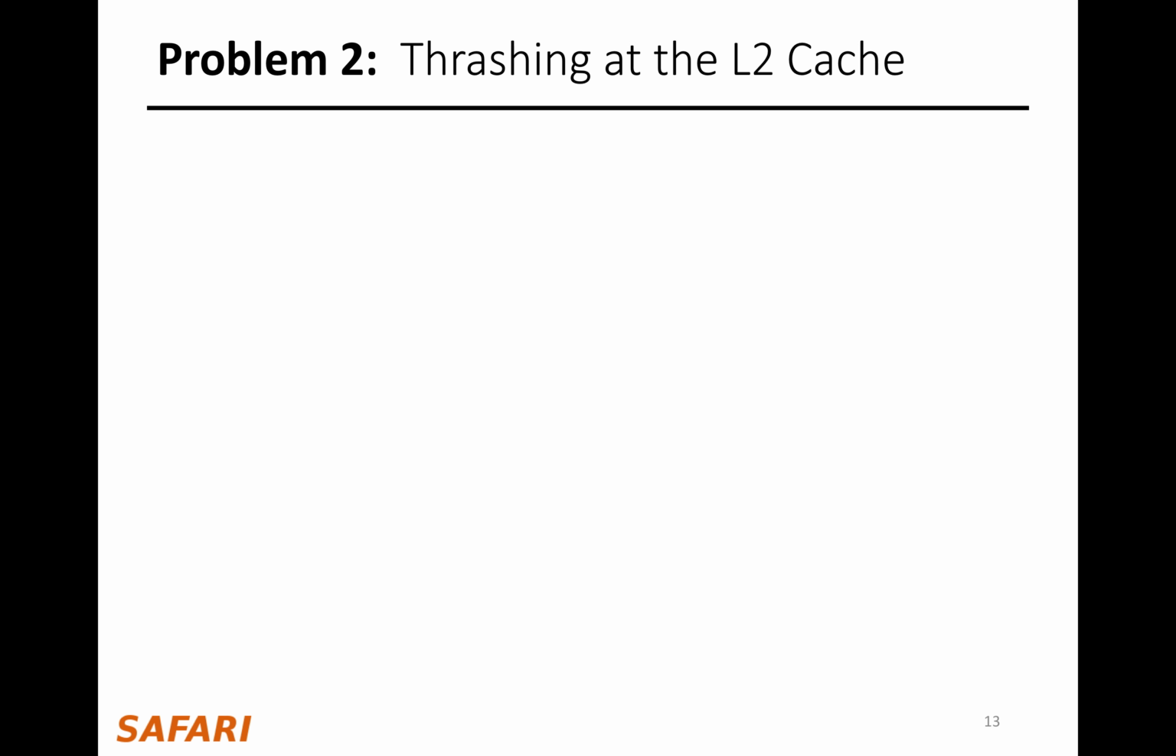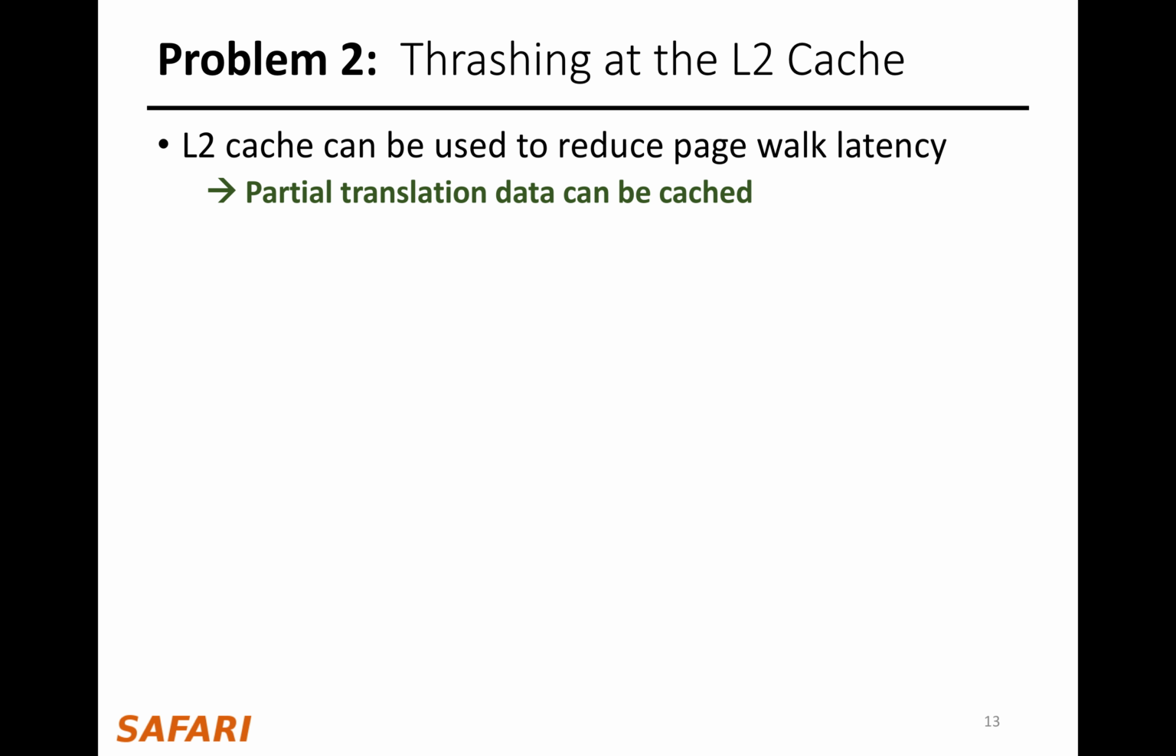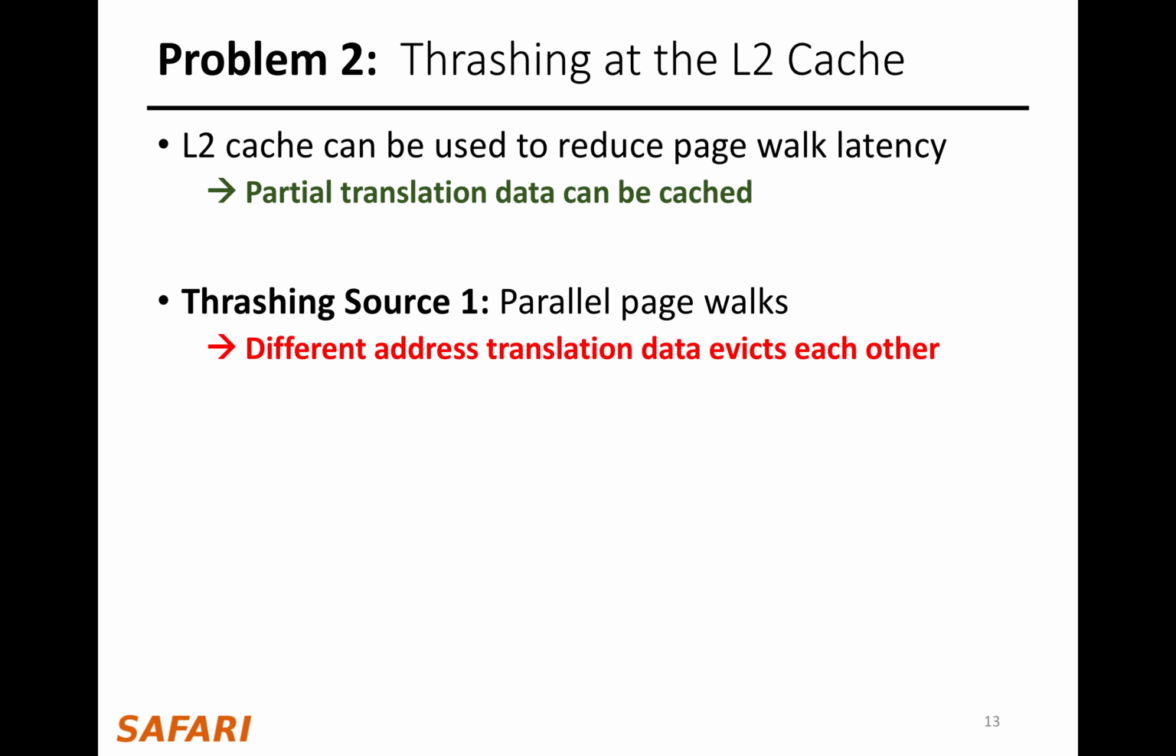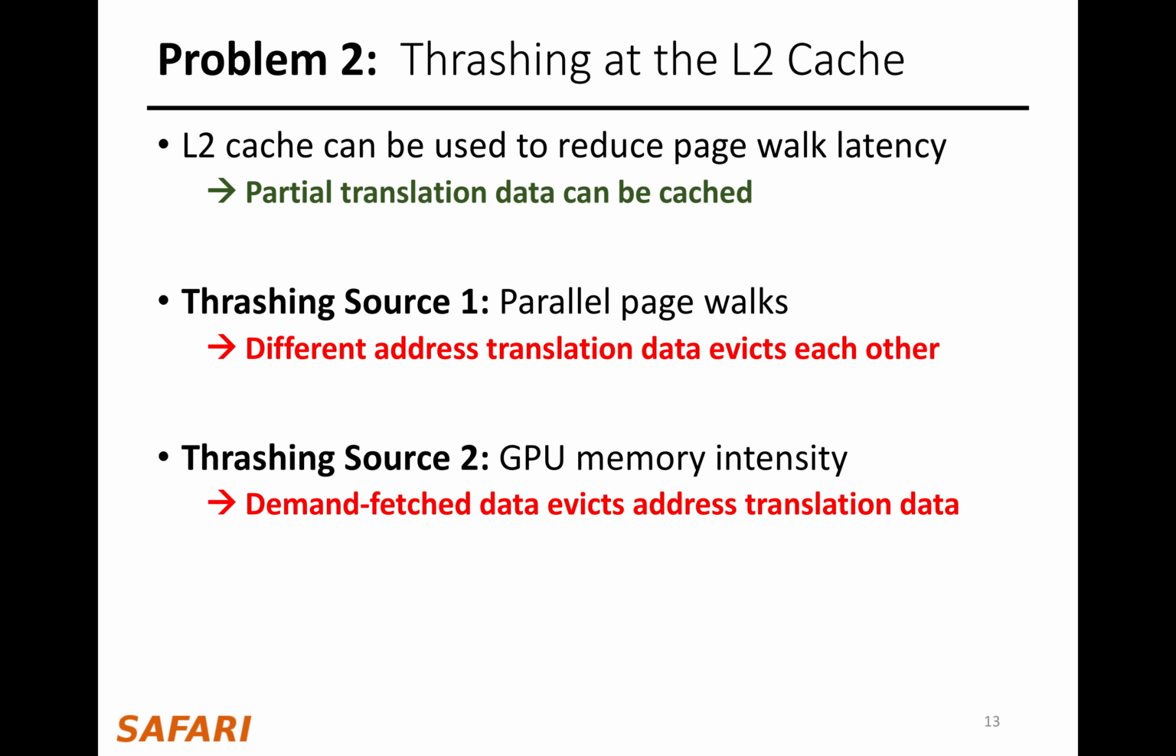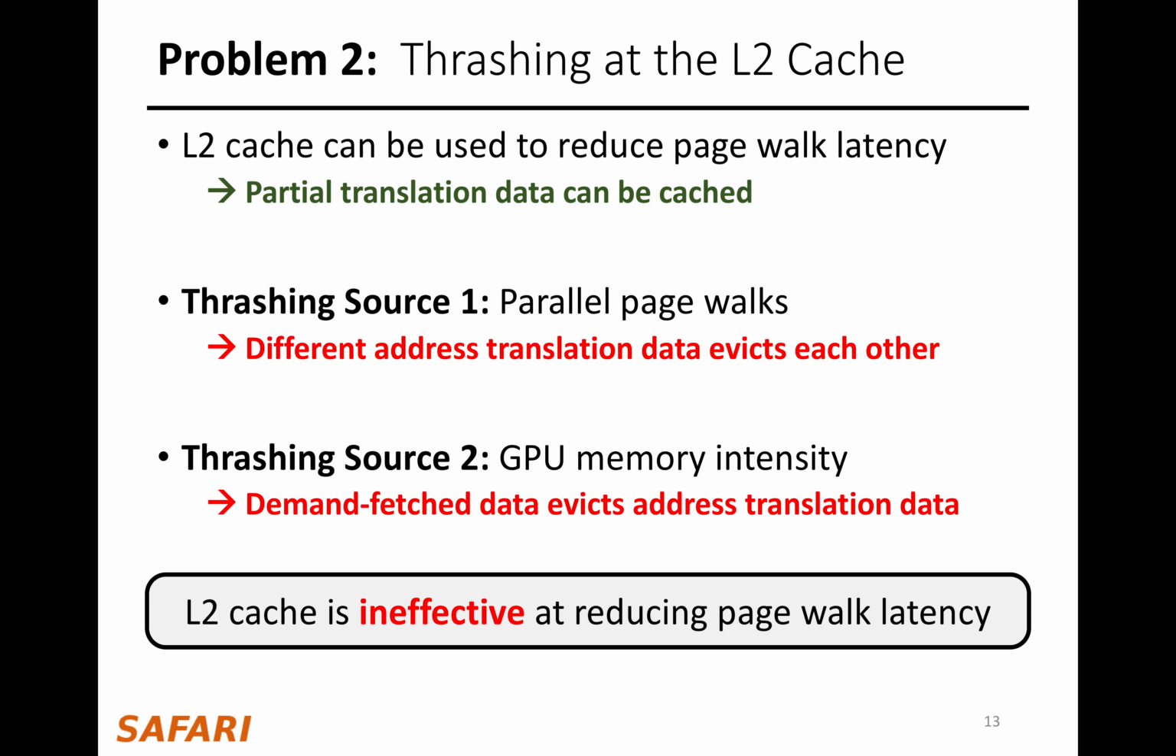The second problem is we found there's a lot of thrashing at the L2 cache. Even though any partial translation data can be cached in the L2 data cache, we found there are two sources of thrashing that happen at the L2 cache. The first source is the parallel page walks that happen, so different address translation data can evict each other. The second source of thrashing is because of the GPU's own memory intensity, which means that demand-fetched data or normal data can easily evict address translation data. So we found that the L2 cache in a GPU is ineffective at reducing page walk latency.